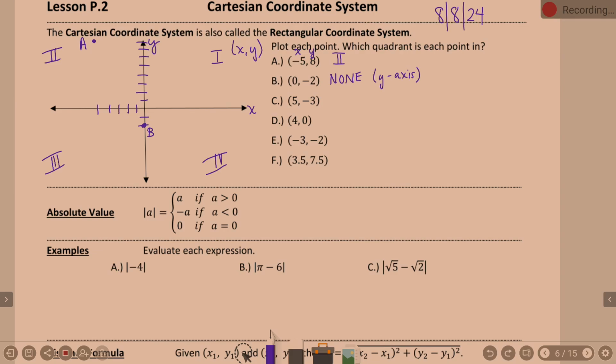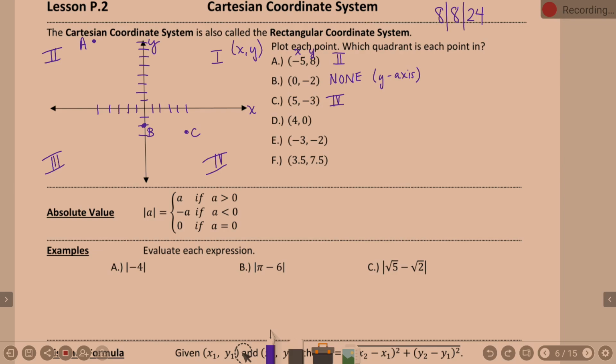Point C, 5, negative 3. Where am I going to get to point C? Right 5, down 3. That is our point C. Which quadrant is point C in? 4. We know in Roman numerals that 4 is IV because it's 1 before 5, right?